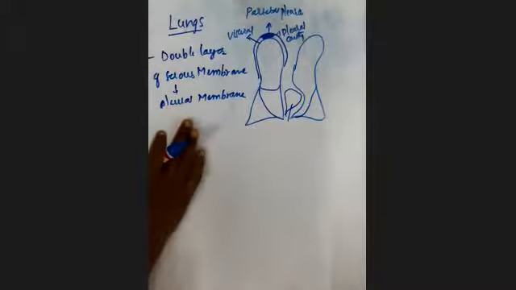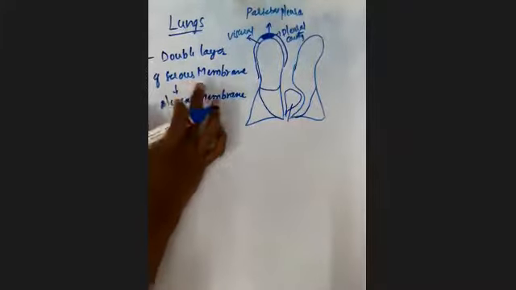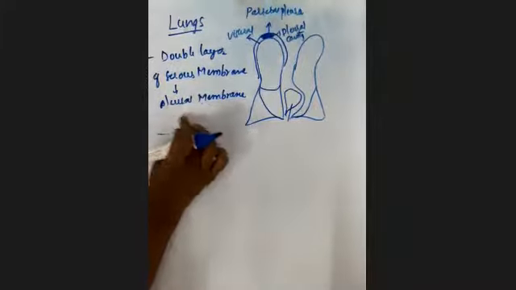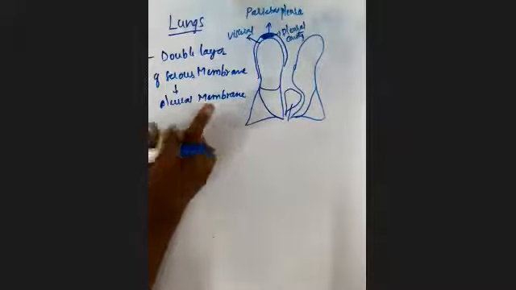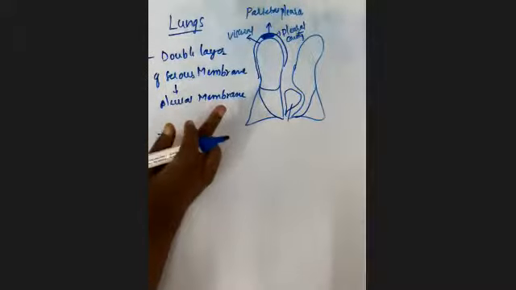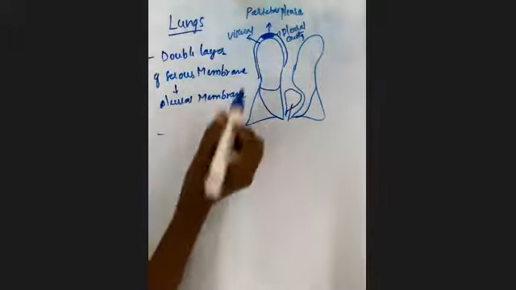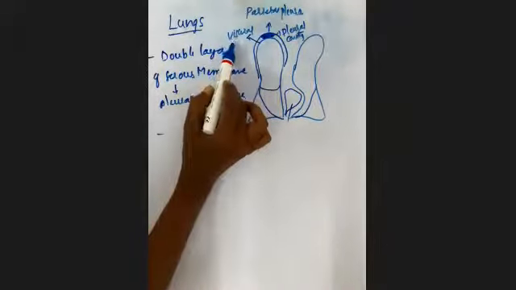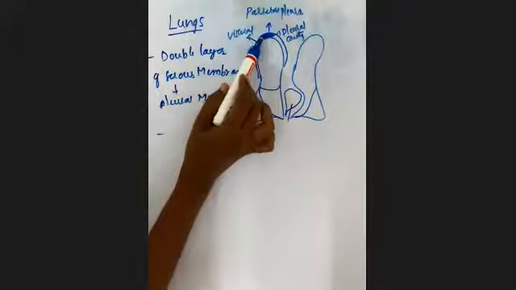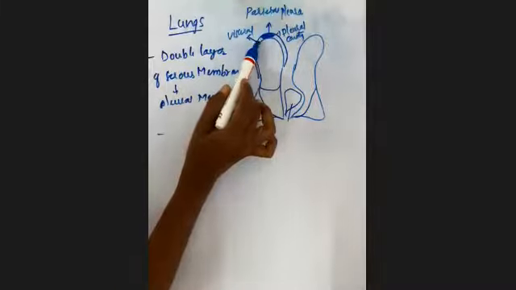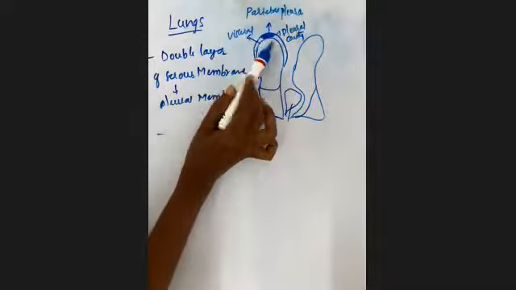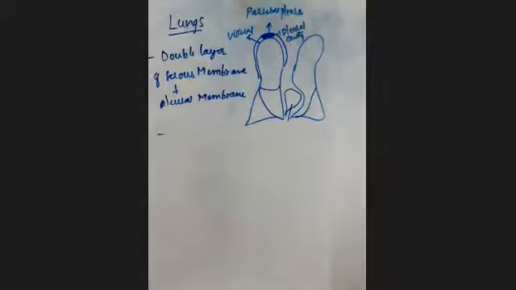As we are discussing the layers of the lungs, they are made up of a double layer of serous membrane called the pleural membrane. The superficial layer is the parietal pleura and the deeper layer is the visceral pleura. In between these two layers you have the pleural cavity, which has lubricating fluid. That fluid reduces the friction between the two layers.